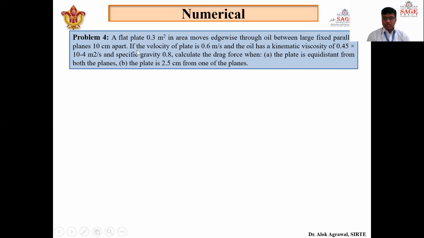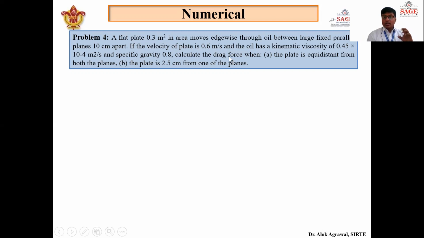Okay, so there are two parallel planes and in between them there is oil, and in that oil a flat plate having an area of 0.3 meter square is moving. The velocity of the plate is given as 0.6 meter per second, and the oil has a kinematic viscosity of 0.45 into 10 to the power minus 4 meter square per second. So here kinematic viscosity is given. This is 10 to the power minus 4.